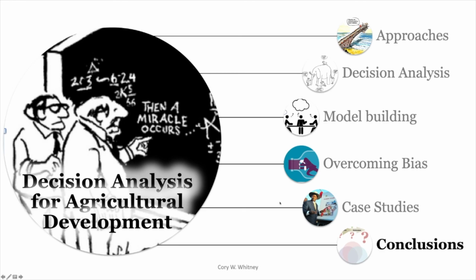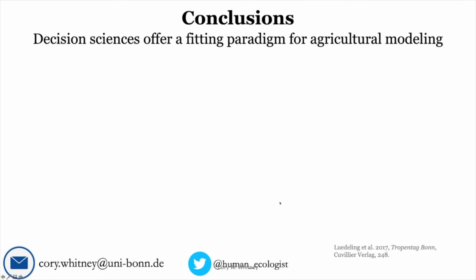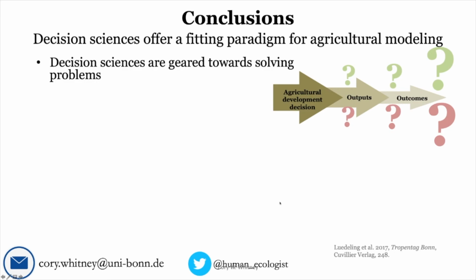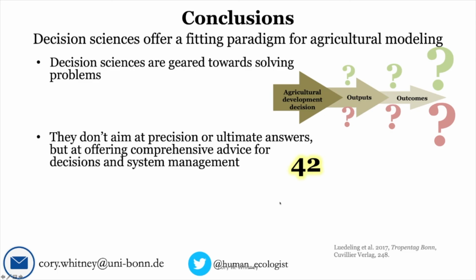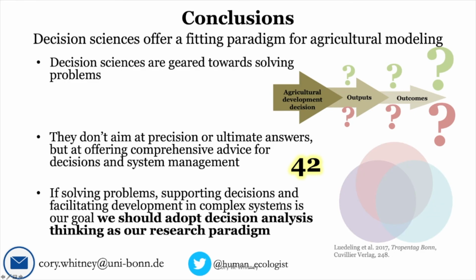And now conclusions for the overall work. The decision sciences or decision analysis tools and methodologies can offer a fitting paradigm for agricultural modeling. They're geared towards solving problems. They don't aim at precision or at these ultimate answers, but at offering comprehensive advice. And if solving problems and supporting decisions, facilitating development in complex systems is our goal, we should adopt decision analysis thinking as our research paradigm.